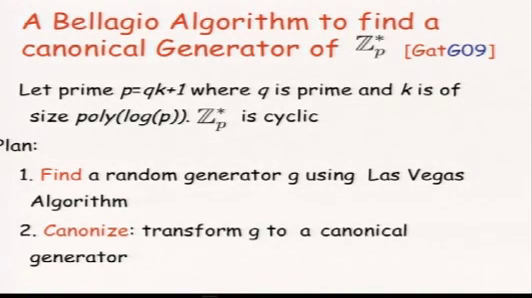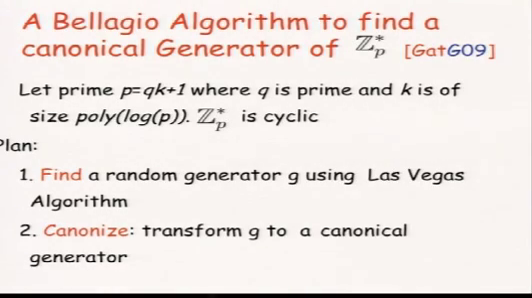So this is work with Eran Gat from Weizmann. So let's look at a case, okay? A simple case where the prime p looks like a multiple of another prime, so k times q plus 1, where q is also prime. This is a very restrictive case because we want k to be just polynomial in log p, which means that this prime q is quite large relative to p. And in this case, here's a way to find a generator which will be unique.